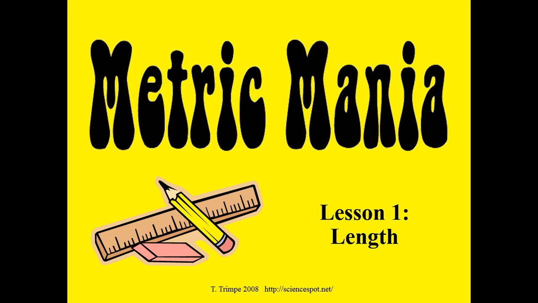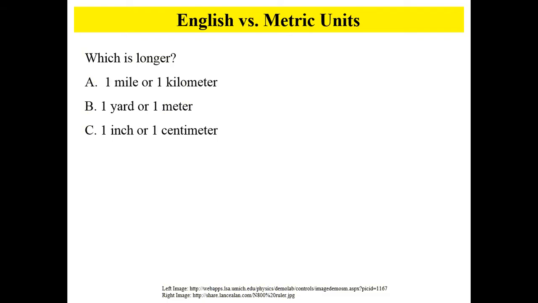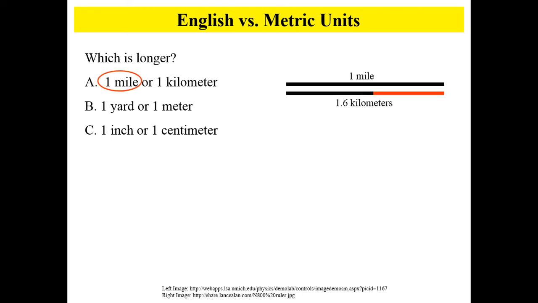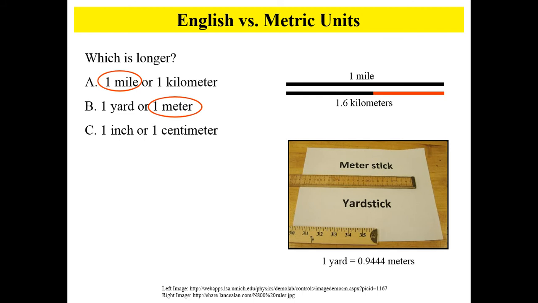One of the most important lessons you can learn when dealing with the metric system is about how to measure length. So if we take a look at English versus metric units, we have three comparisons here: 1 mile or 1 kilometer, 1 yard or 1 meter, 1 inch or 1 centimeter. Which is the longest? If you guess that 1 mile is longer than 1 kilometer, you're correct. If you guess that 1 meter is longer than 1 yard, you are also correct.